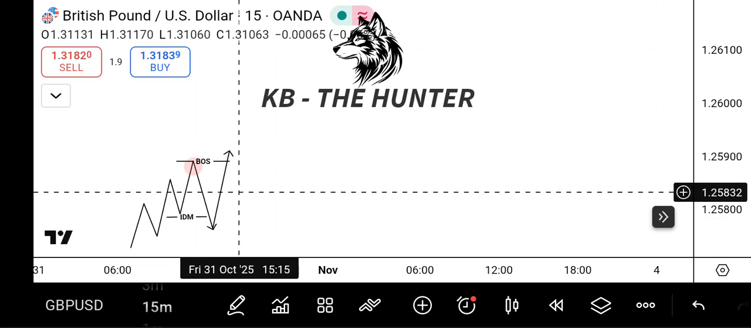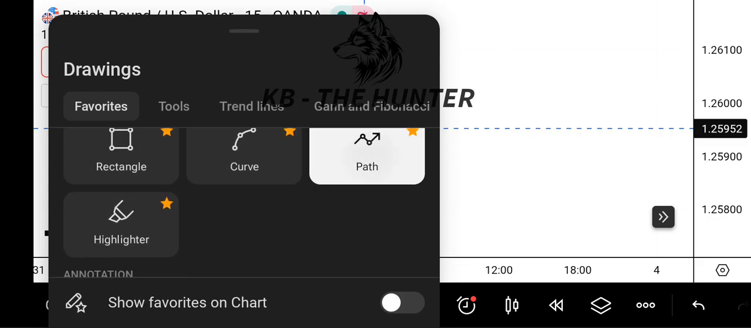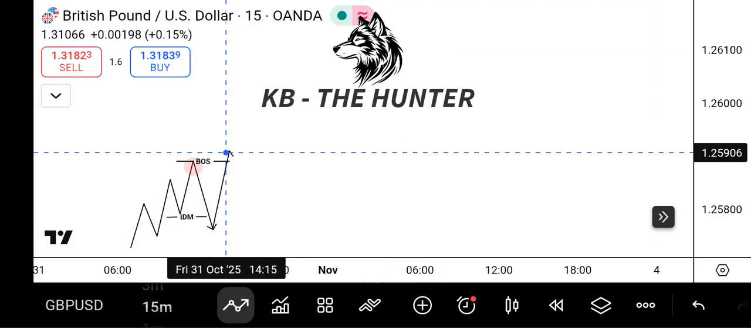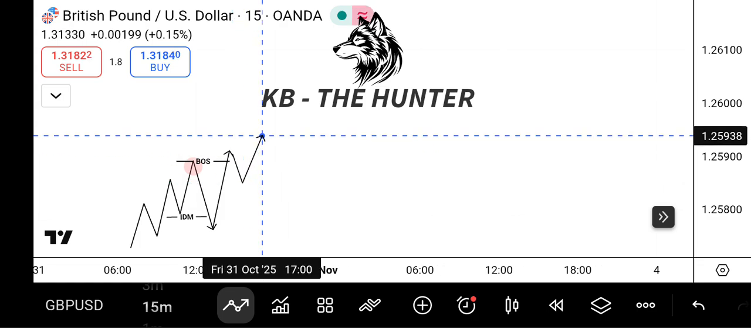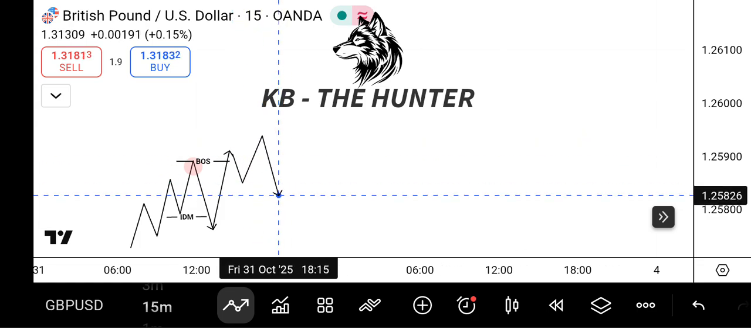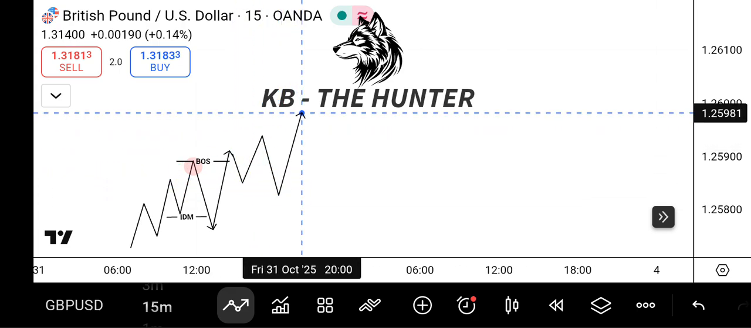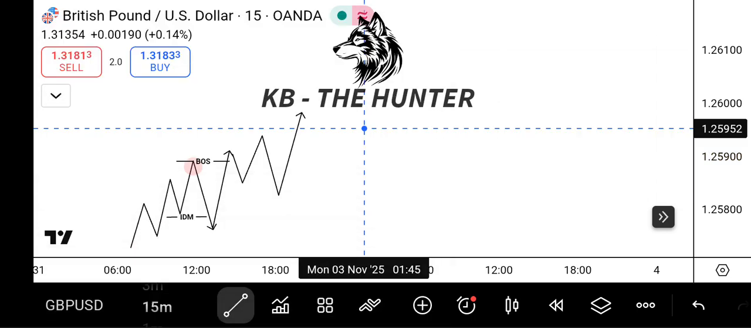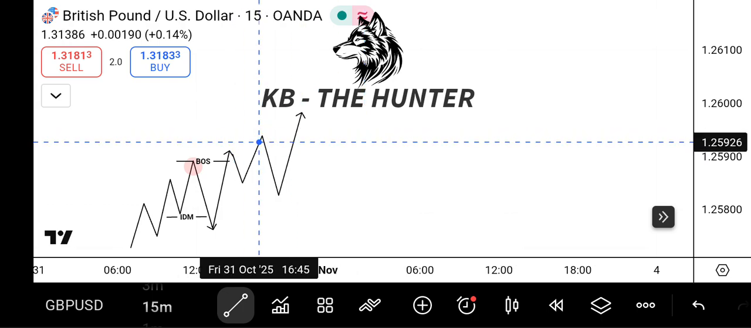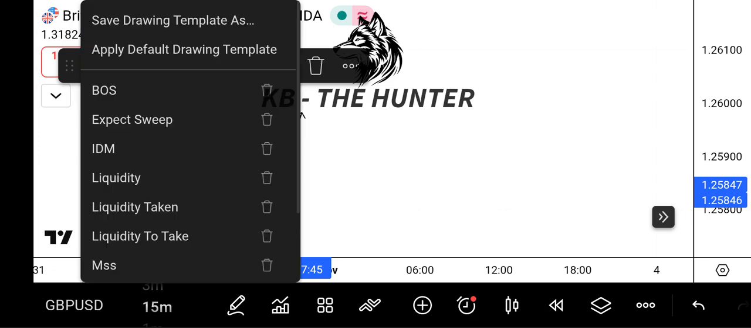So what are we waiting for? We are waiting for something like this to happen. We are waiting for something like this to happen. Inducement taken, and then move up again. So we are expecting inducement to be taken again for this high to be confirmed. Inducement.